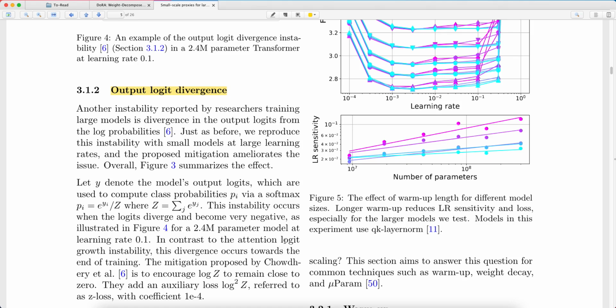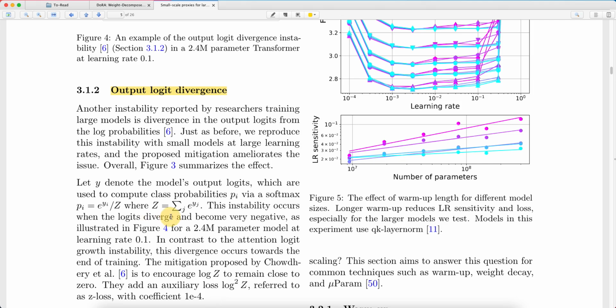In contrast to the attention logit growth instability, this divergence occurs towards the end of training. The mitigation proposed by Chaudhry is to encourage log z to remain close to 0. They add an auxiliary loss, log z squared, referred to as z loss, with coefficient 1e-4.